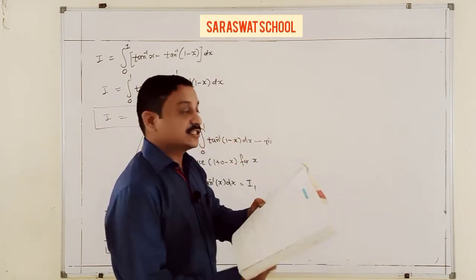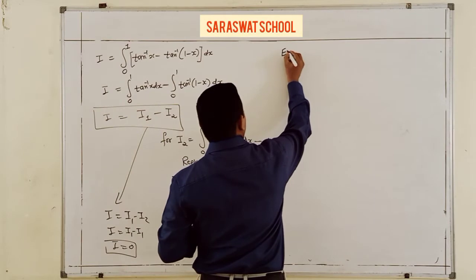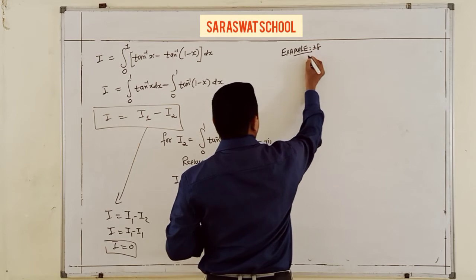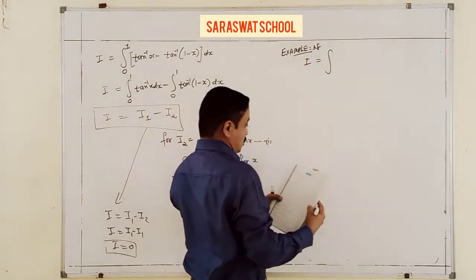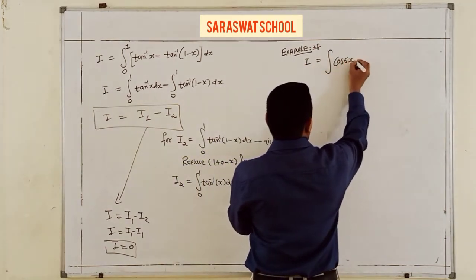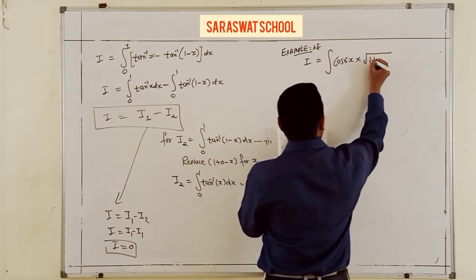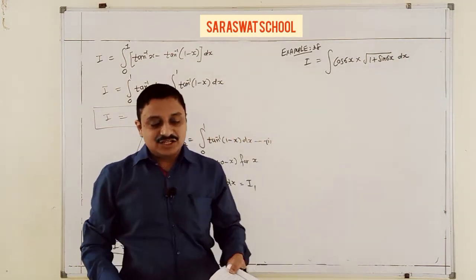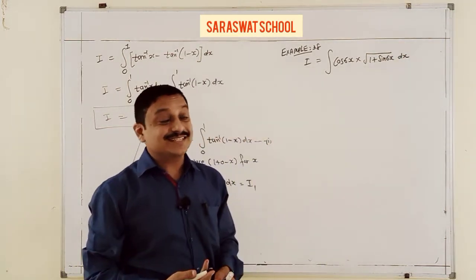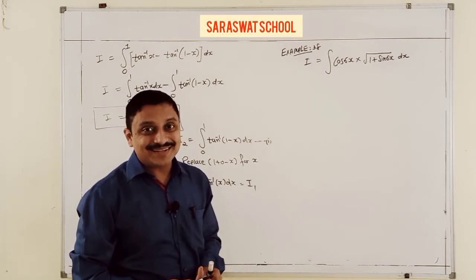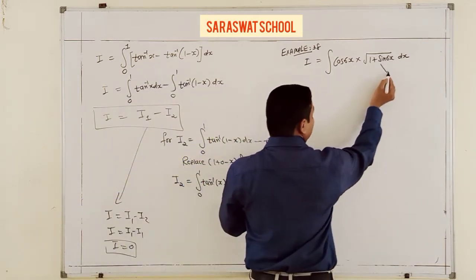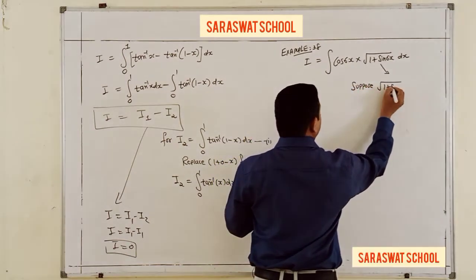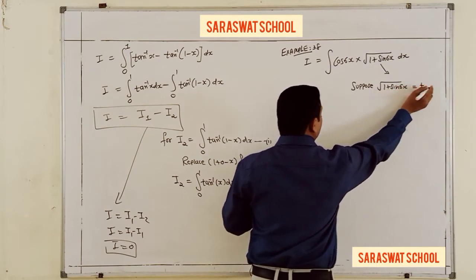Our 38 example. Integrate cos 6x into 1 plus sin 6x dx. Very easy. Students, know you cos 6x dx is an integrality of which one? Yes, this one. So here assume root, assume either full without root as you like. I am taking full root t.